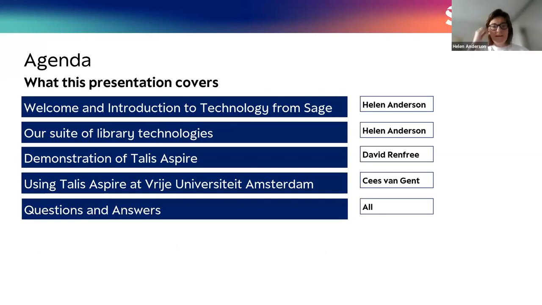This is our agenda. I'm going to do a quick overview of Technology from Sage and our product suite. I'm going to touch on the benefits of Talis Aspire, and then David is going to pick this up with a demonstration of Talis Aspire, because we thought it would be useful to showcase the functionality so you can understand exactly what Talis Aspire is. And then Kees is going to pick up on their experiences at VU with Talis Aspire around their strategy around delivering resources. And then at the end, we'll have time for questions and answers. As I say, please do feel free to put your questions in the Q&A box as we go along.